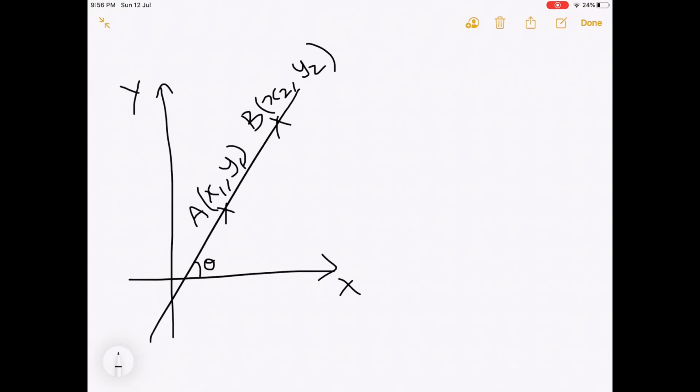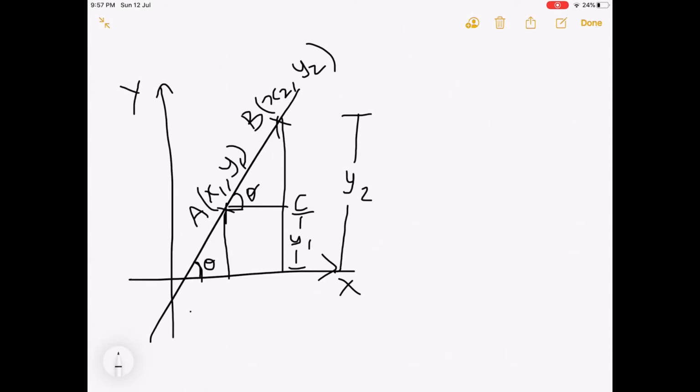Now let's do a small construction. Let's get B down here, then A, and then let's draw a line parallel to x-axis and mark the C. So now if this is theta, then this will obviously be theta. So now before going forward, we need to remember one thing, that is, if this is y2, the distance, and this distance is y1, then this is x2 and this is x1.